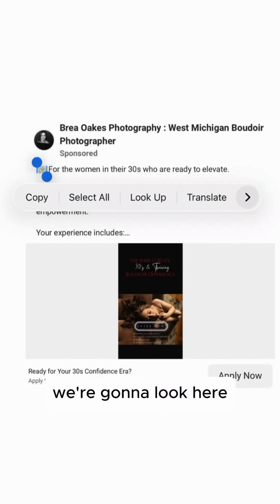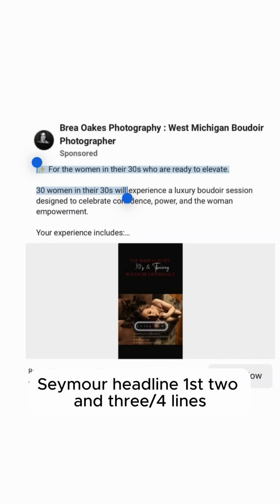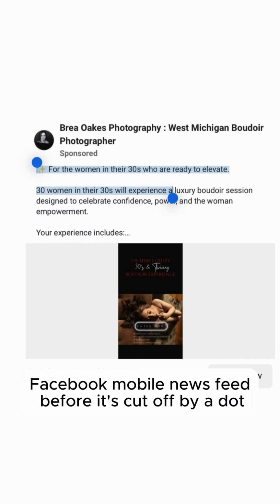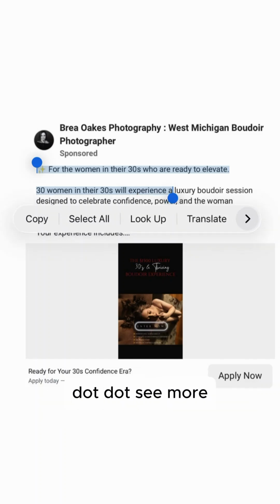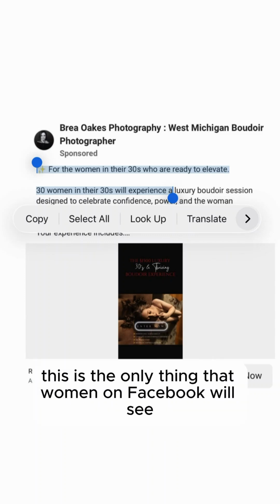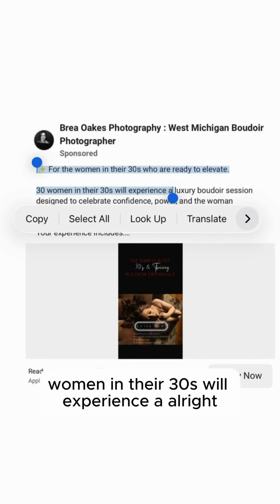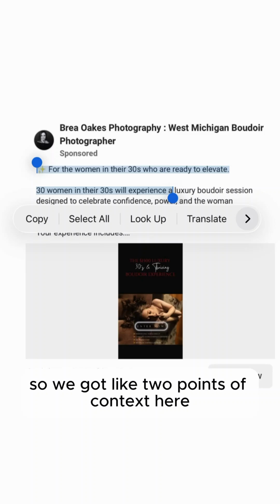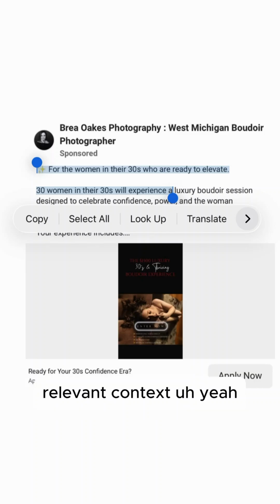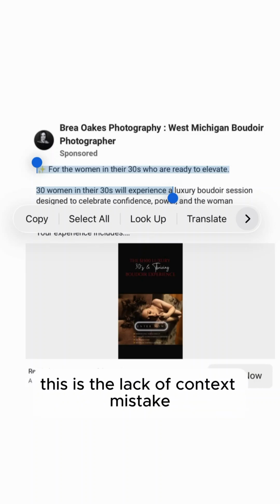Finally, we're going to look here. See more headline, first 2 3/4 lines on Facebook mobile newsfeed before it's cut off by a "See more." This is the only thing that women on Facebook will see. The only text. So for the women in their 30s who are ready to elevate, 30 women in their 30s will experience A. All right, so we got like 2 points of relevant context here. Yeah, this is the lack of context mistake.